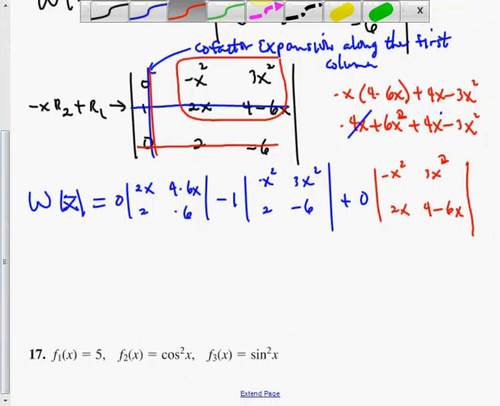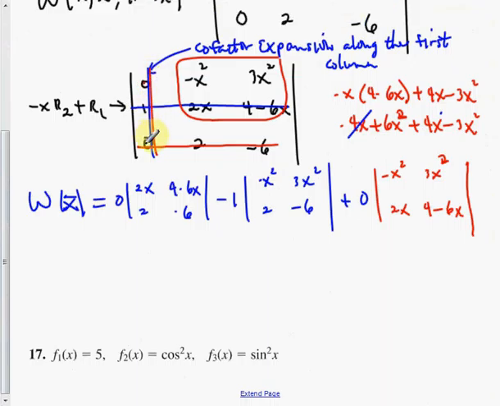Well, the goal for cofactor expansion, what makes it easier for you, is that if you have a row with three entries, and 2 of those entries are 0, then basically you're just doing the determinant on that entry where you don't have a 0. So it could be a row or it could be a column. In this case, it's a column where I have a 0 here and a 0 there. So my determinant is based on this 1, deleting its row and column. What's left would be this negative x squared, that 2, 3x squared, and that minus 6.